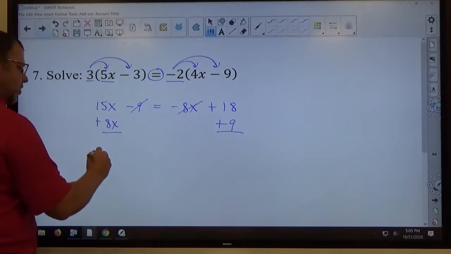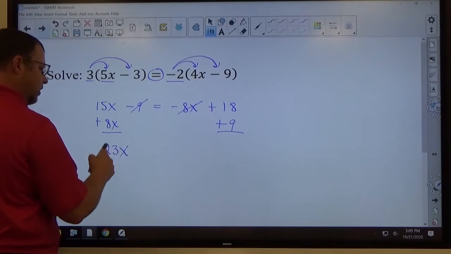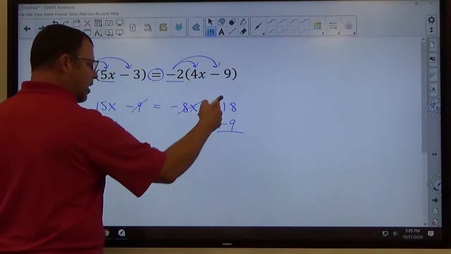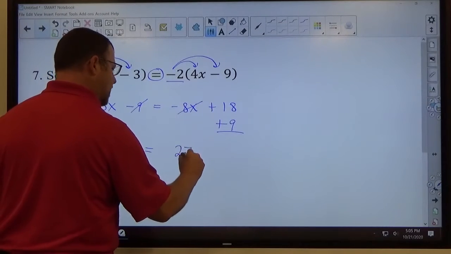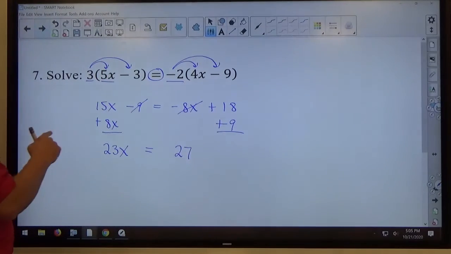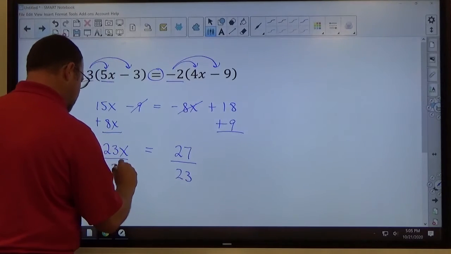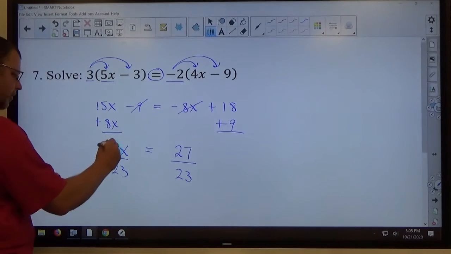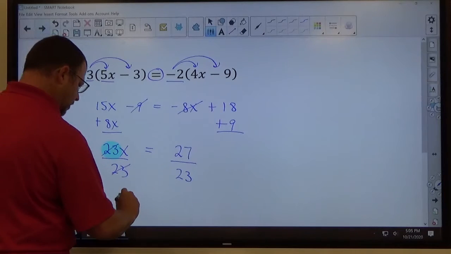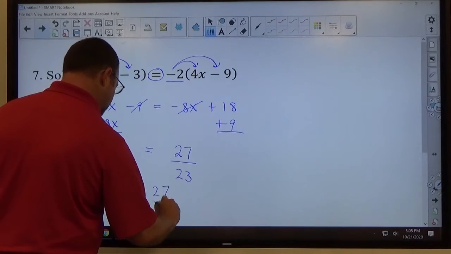These are the same signs, so I add, I get 23x. 15 is bigger, so it's positive. These are the same signs, so I add 27. 18 is bigger, so it's positive. 23x equals 27. We simply divide by 23 on both sides because x has a 23 in front of it. And that doesn't simplify, so 27 over 23 is the correct answer.